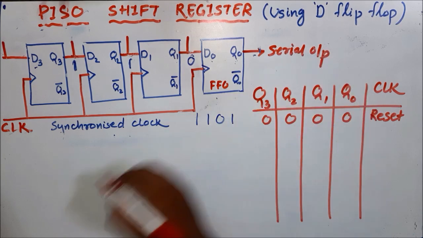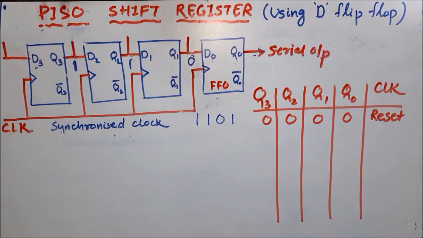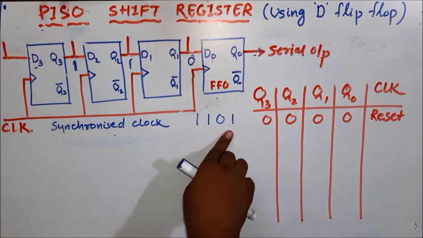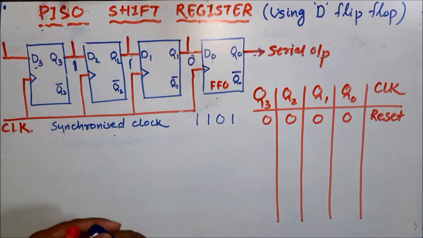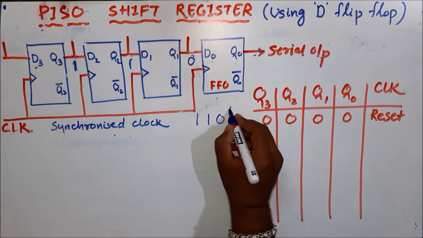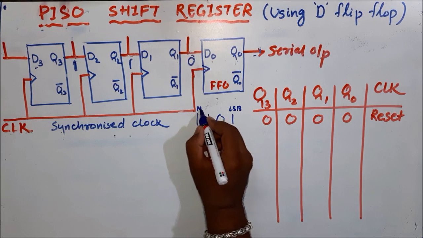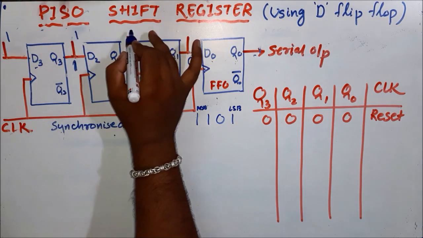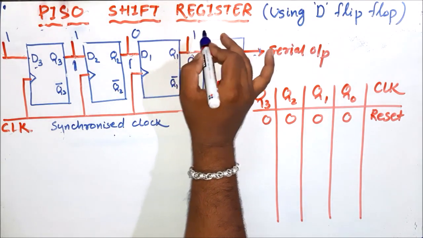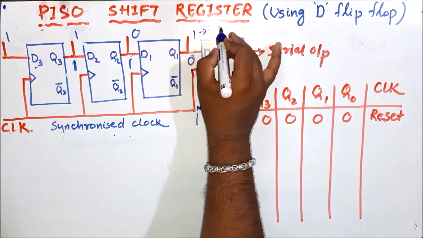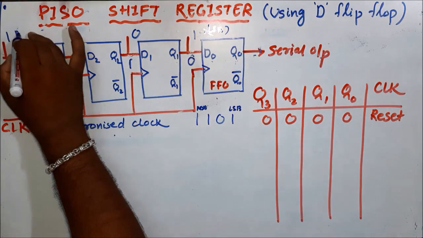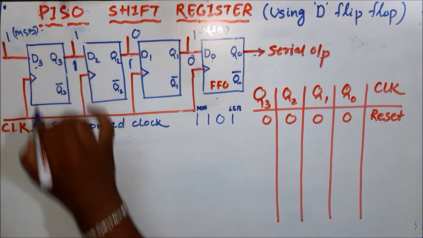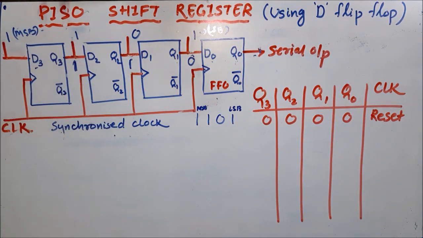If I want to give 1101 as my input, this one is the LSB and this one is the MSB. So I can give 1 here, 0 here, and 1 here. This is my LSB and this is my MSB. So this is my input data.